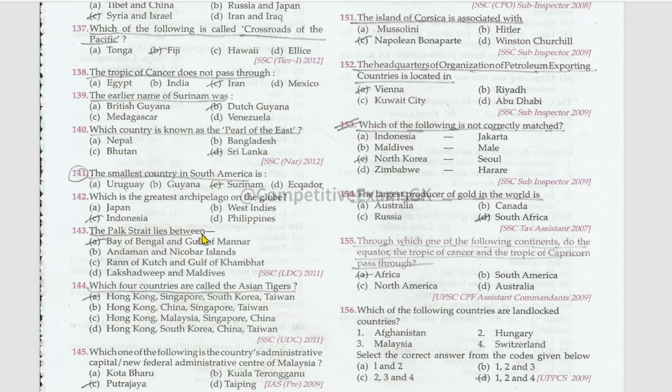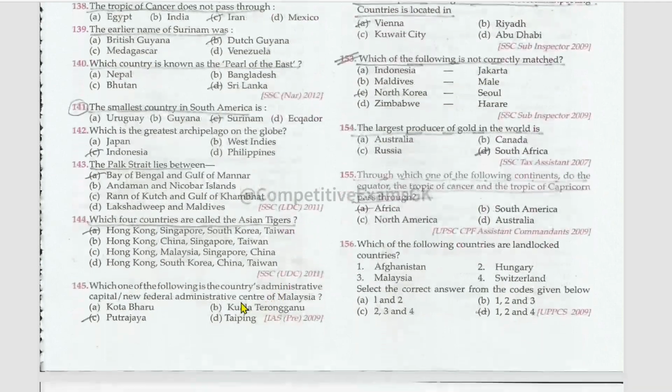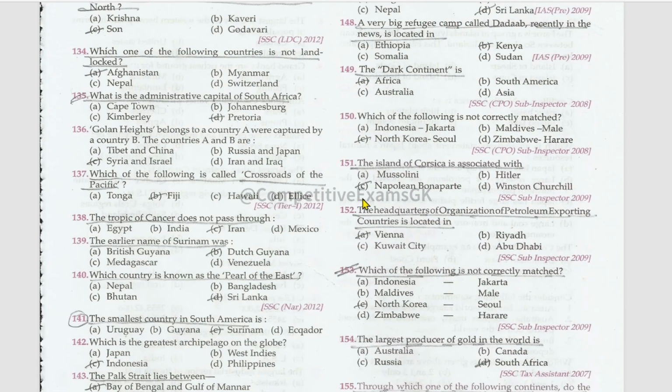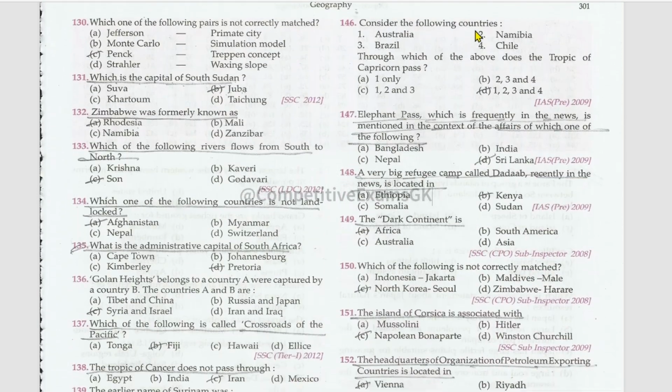The Palk Strait lies between the Bay of Bengal and the Gulf of Mannar. Which four countries are called the Asian Tigers? Hong Kong, Singapore, South Korea and Taiwan. Which is the administrative capital or new federal administrative center of Malaysia? That is Putrajaya. Consider the following countries. Through which of the above does the Tropic of Capricorn pass? The Tropic of Capricorn passes through Australia, Namibia, Brazil and Chile. All of these.